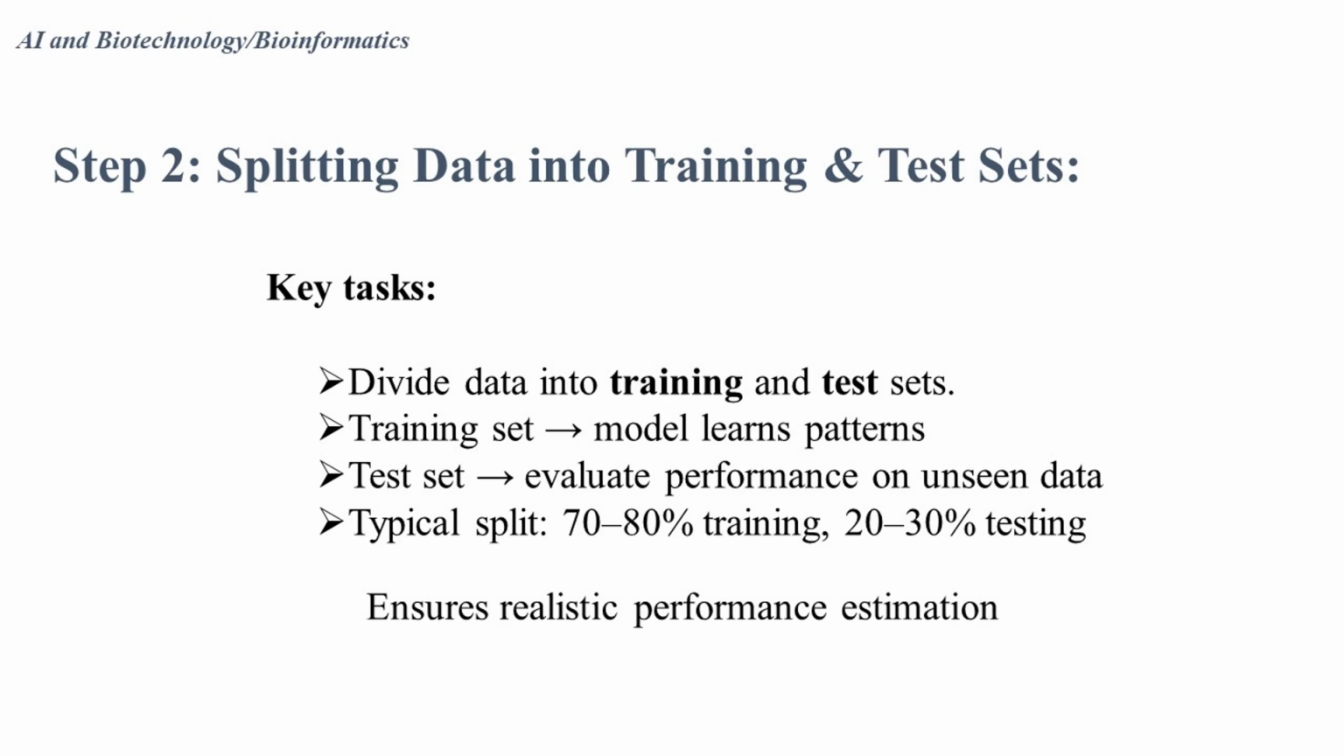Next, we split the data into training and test sets. The training set helps the model learn patterns, while the test set checks how well the model performs on unseen data. A common split is around 70 to 80% for training and 20 to 30% for testing, although this can vary depending on the dataset size. This step is important in machine learning because it helps us estimate how our model will behave in real world scenarios, not just on the data it was trained on.